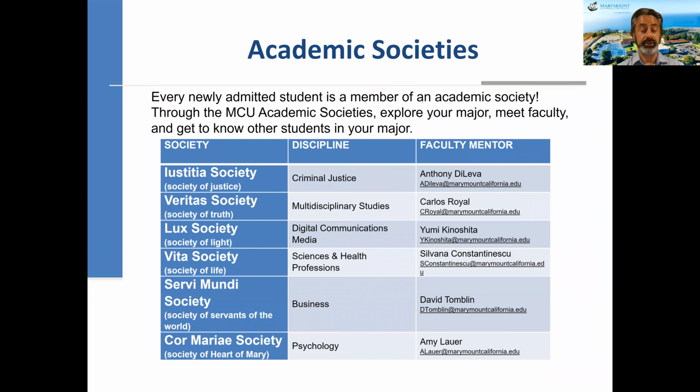Additionally, as another way to get familiar with your major, we have our academic societies. So there's an academic society for each of our umbrella of disciplines: criminal justice, multidisciplinary studies, digital communications, media, science, and health professions, business, and psychology each have a different society with a faculty mentor. And the intent of these societies is to expose students to the major.